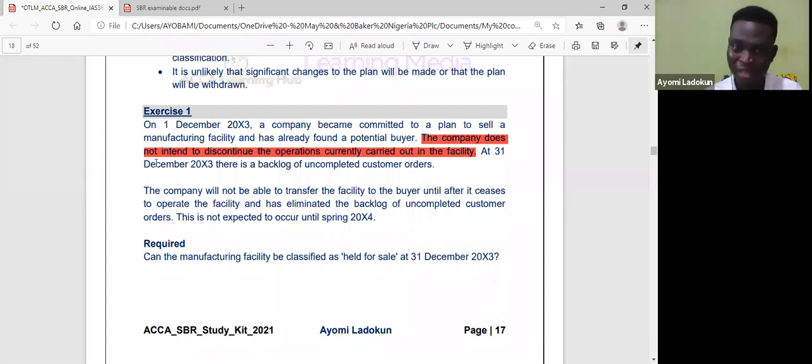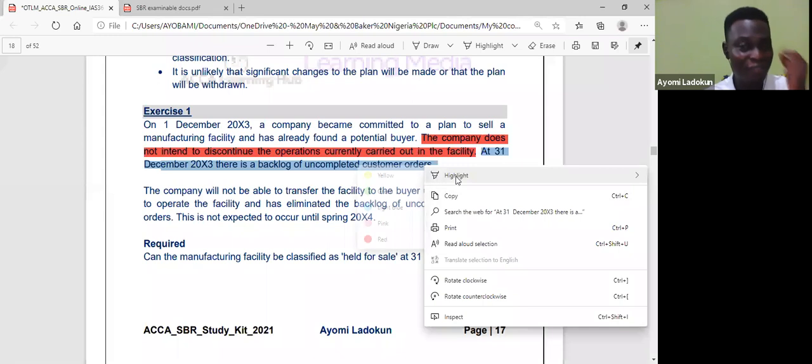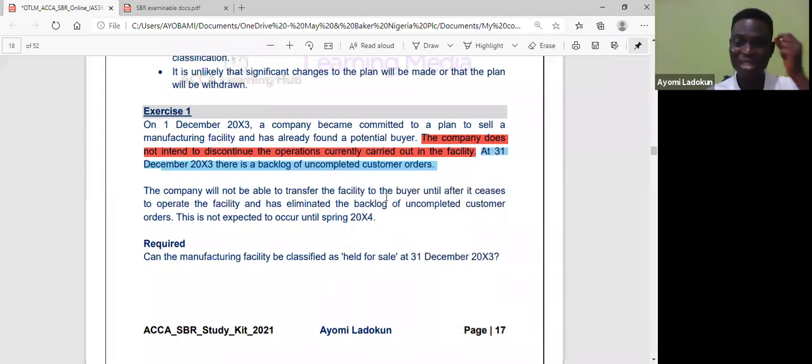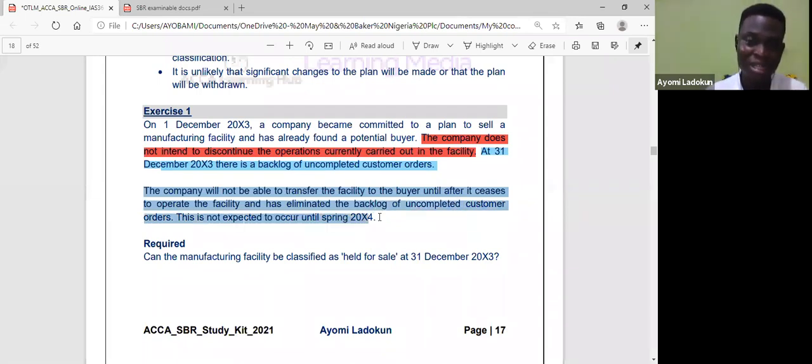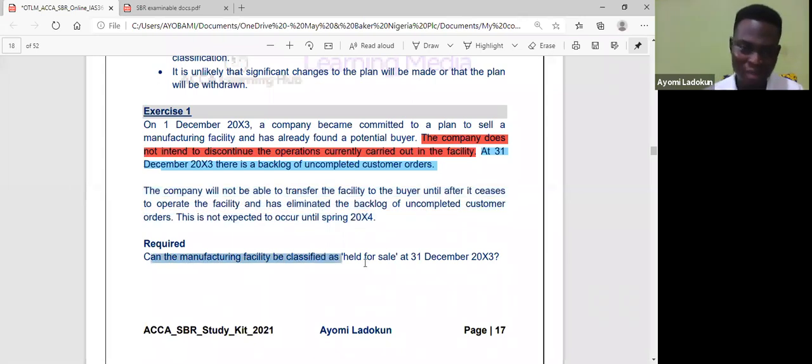At 31st December 2023, there's a backlog of uncompleted orders. Remember, as at the year end, the asset must be available for immediate sale in its present condition. The company will not be able to transfer the facility to the buyer until after it ceases its operations and has eliminated the backlog of uncompleted customer orders. This is not expected to occur until spring 2024. Can the manufacturing facility be classified as held for sale? The answer is no. No way.